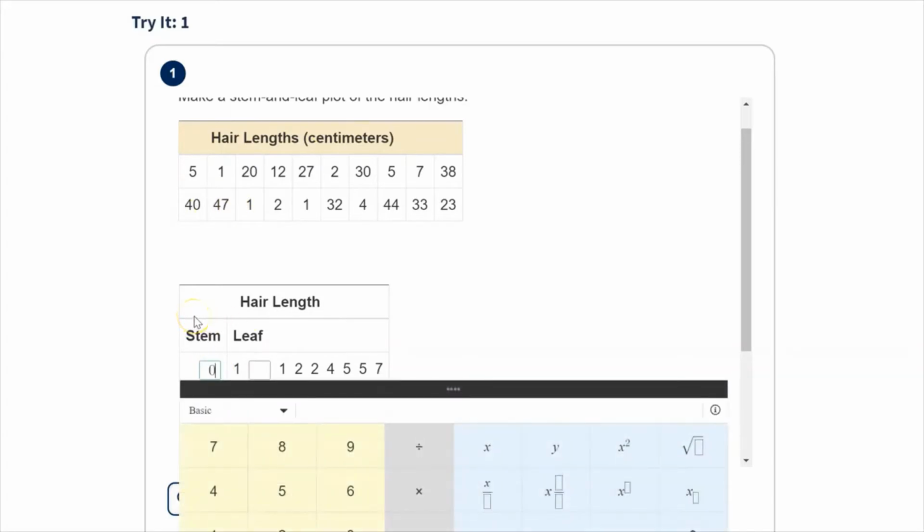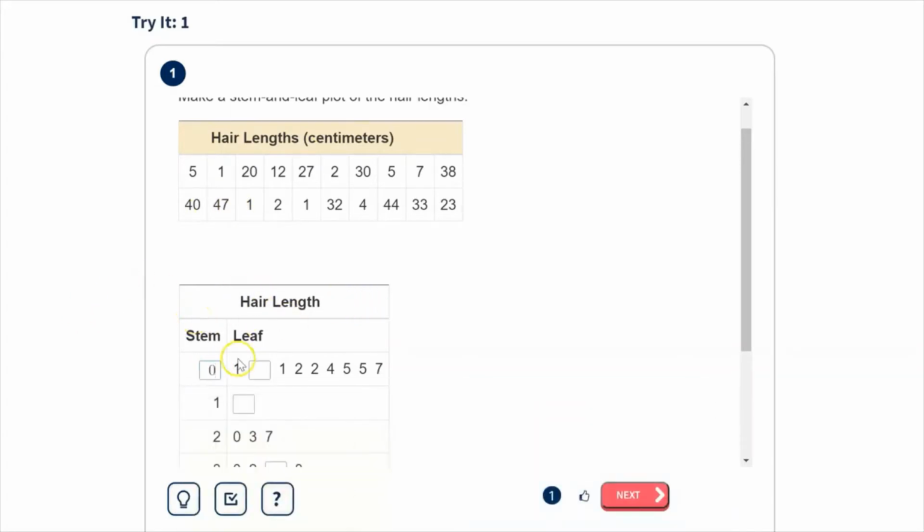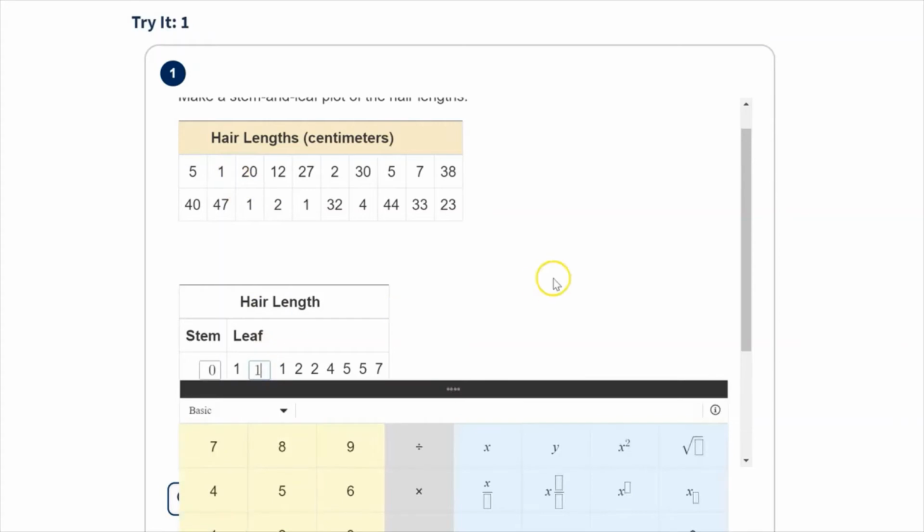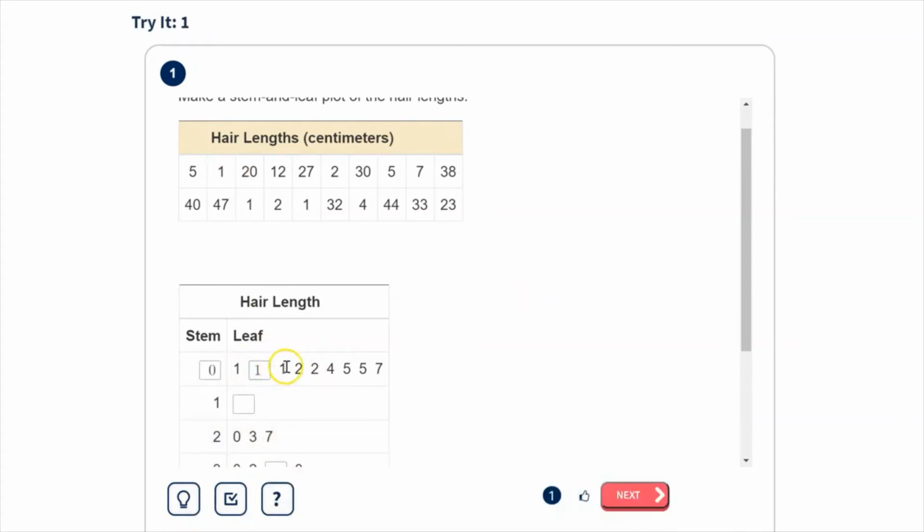So this first stem here is going to be 0. Then we've got 0, and we can see that represents 1. And then we have 3 ones, so that would be another 1 here. We've got 1, 1, 1, 2. And we've got another 2 here. And then 4, 5, 5, and 7.